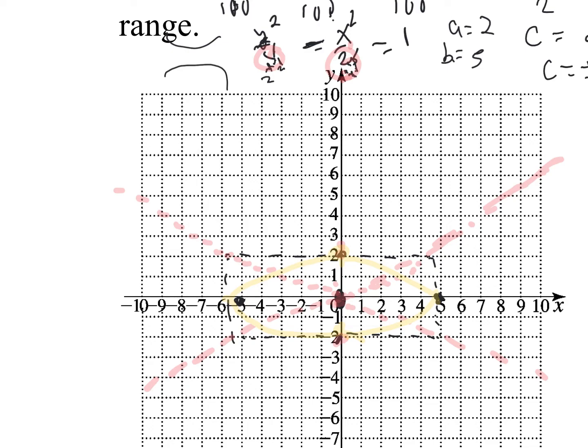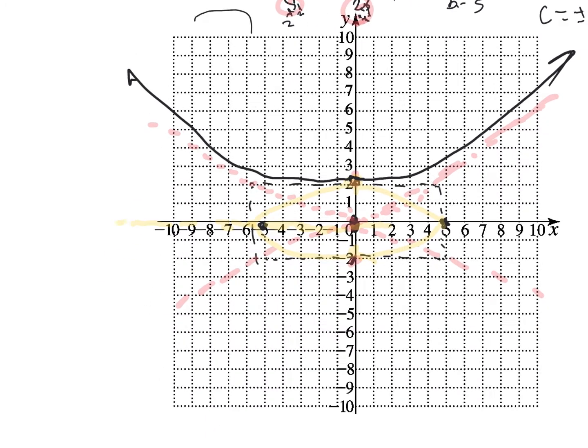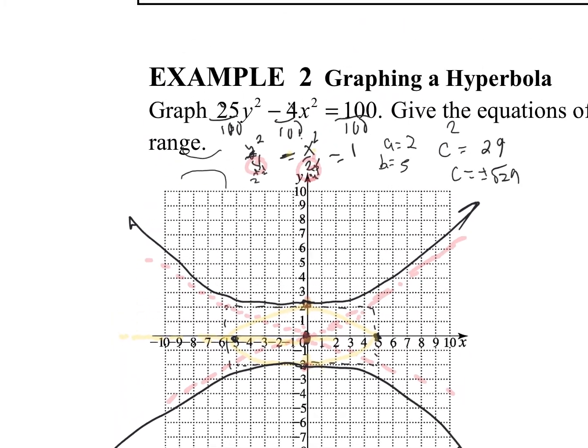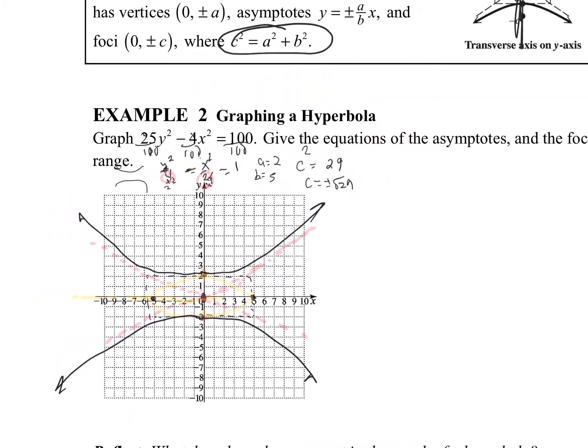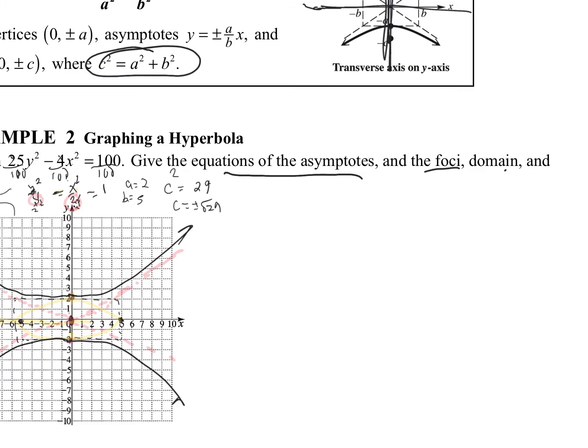And I said this opens up or down because the negative is on the x, meaning pretend that the x-axis is in the land of no man's land. There's nothing in there, okay? Because it's going to open up like this. Let me get a darker color. Here goes. That way. That way. And yes, you should always, this time he's asking you to give the equations of the asymptotes. He wants you to say where the foci and the domain and range are again.